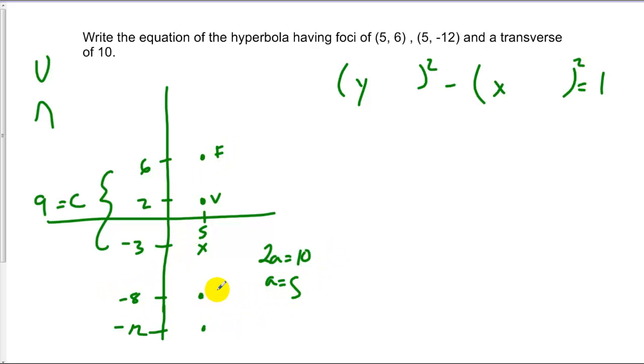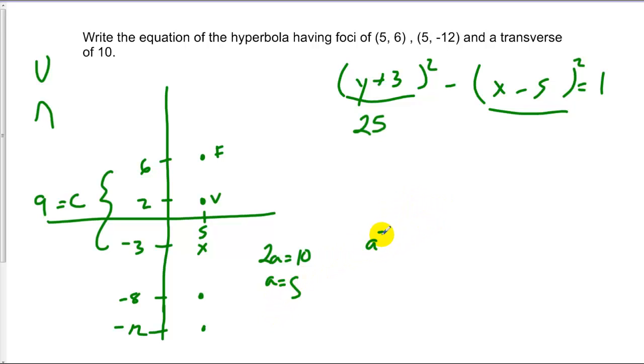And if I have my vertices, I can find my co-vertices by getting my B length. I also now have my center, which we said was 5 and negative 3, so I can start writing this in. Plus 3 minus 5 here. I just found my A term, which is supposed to lead, so I have 25. Now all we have to do is find our B term.